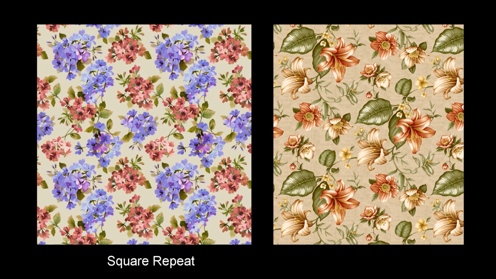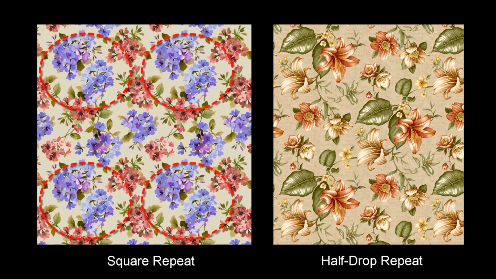Now let's talk a little bit about repeats. There are two basic types of repeats that you'll be encountering as a textile designer. One is called the square repeat, and the other is called the half drop repeat. In a square repeat, your motifs repeat directly underneath each other and directly to the side. In a half drop repeat, first you have to create your vertical or up and down repeat. Then you create a side repeat where your motifs repeat directly to the side and exactly halfway in between your first two motifs.